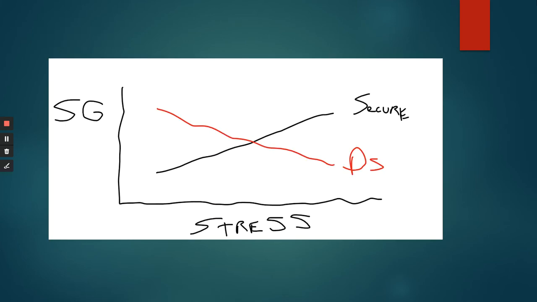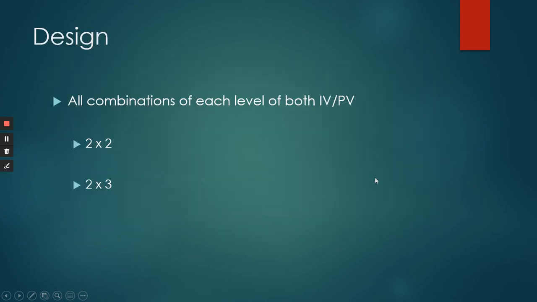If this was a 2 by 2 design, it just means that both of the IV/PVs have two levels. Attachment is two levels: we have a secure attachment and we have a dismissing attachment, two levels of this variable. For stress, let's just say we have two levels, low versus high. That would be a 2 by 2 design.